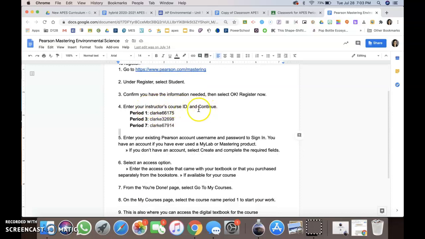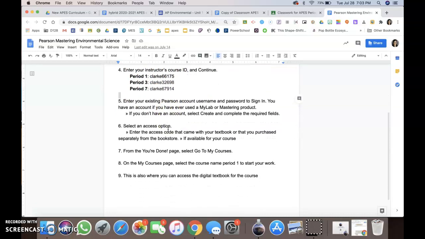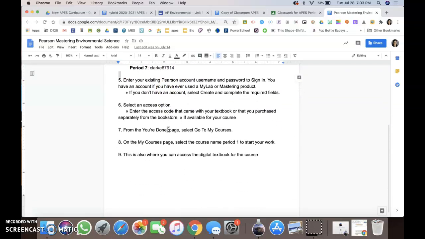Here are the instructor IDs for each of your courses. So period 1, 3, and 7 are all located at this point when they ask you. If you're having problems with this, we'll talk again about it on Wednesday and make sure that everybody's ready to go. So just try your best to get yourself set up for the class, and Wednesday we will go through any troubleshooting that we might need to take care of.